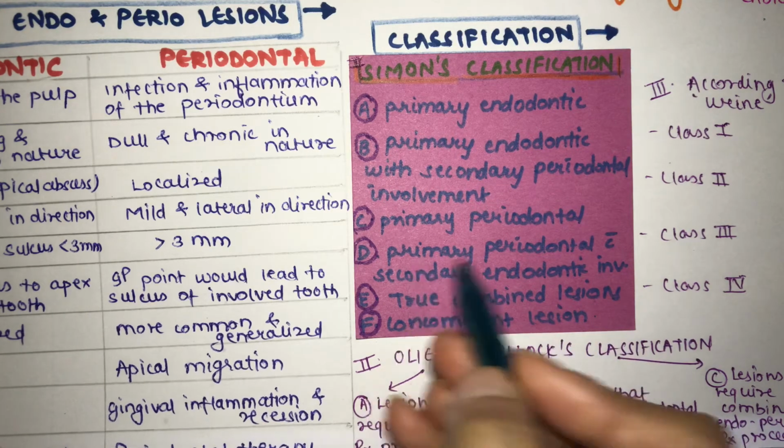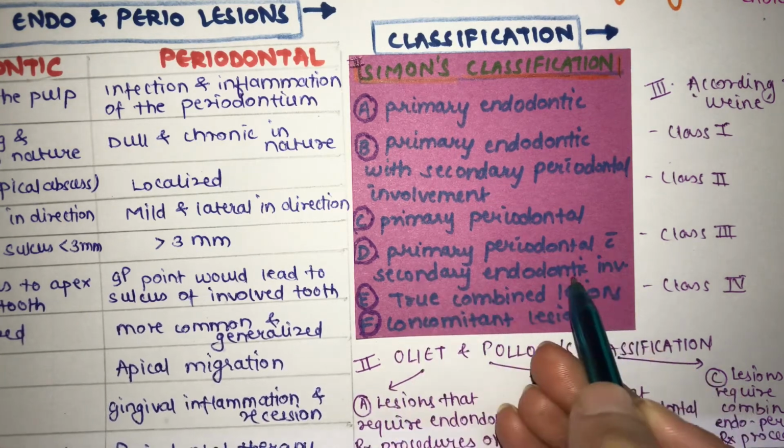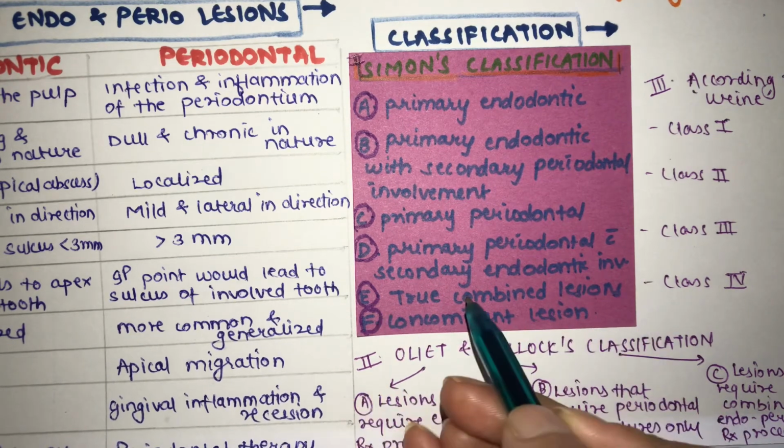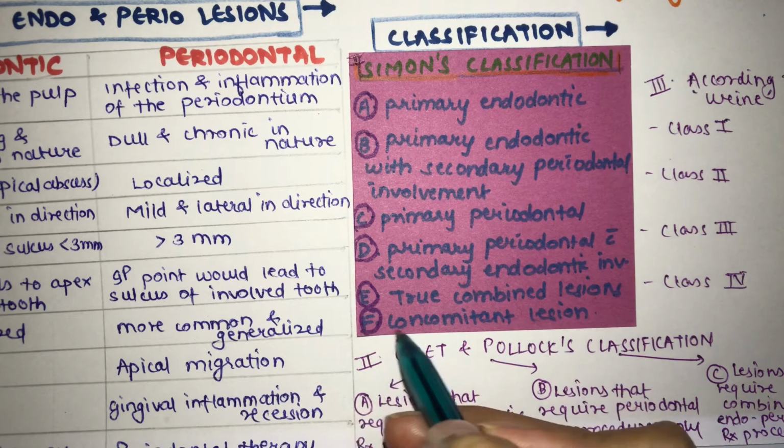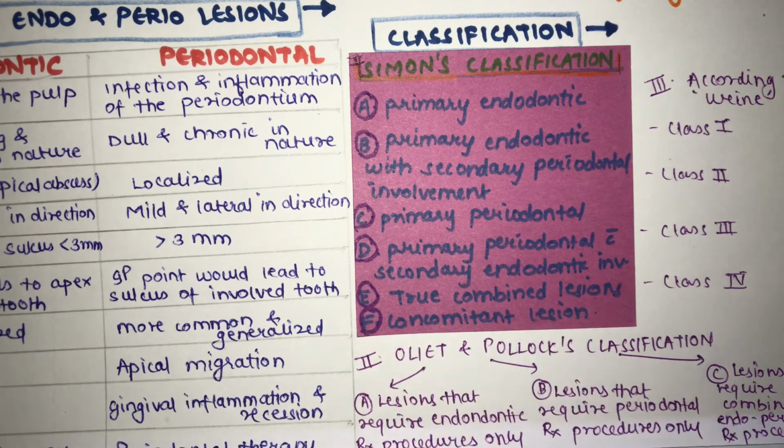So it is primary periodontal with secondary endodontic involvement. The next is the true combined lesion. Now in this, both are present. And the last one is concomitant. So now what all these are, I'm going to explain them in depth.